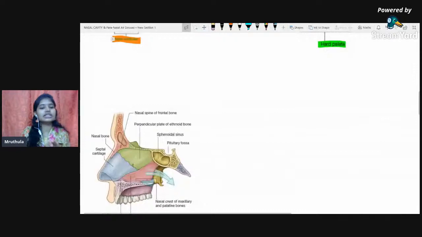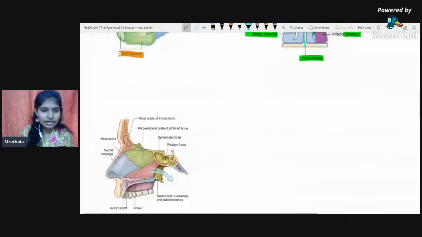So when someone asks you the boundary, you should say these four. First, we have the median nasal septum. Laterally, we have the lateral wall, and inferiorly, we have the floor, which is made of hard palate. And on the top, we have a narrow roof. Okay, so we'll see what forms these structures.